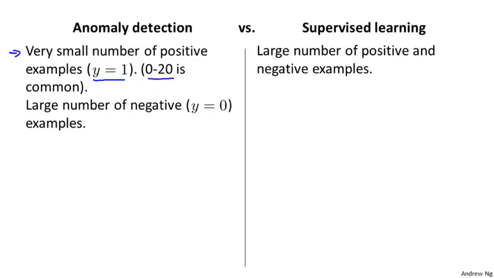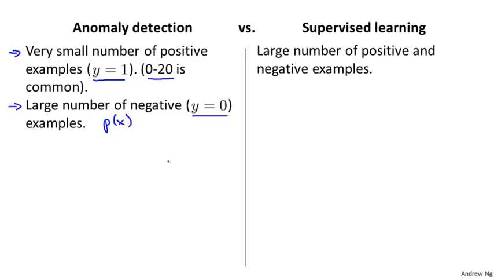So having 0 to 20, maybe up to 50 positive examples might be pretty typical, and usually when we have such a small set of positive examples, we're going to save the positive examples just for the cross-validation set and the test set. In contrast, in a typical anomaly detection setting, we will often have a relatively large number of negative examples, the normal examples of normal aircraft engines, and we can then use this very large number of negative examples with which to fit the model P of X.